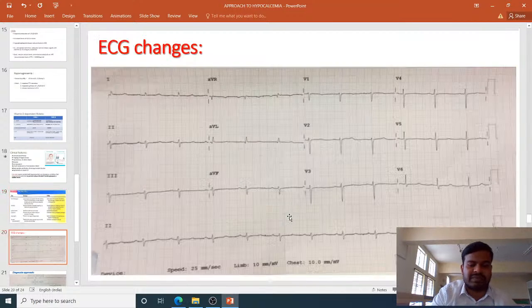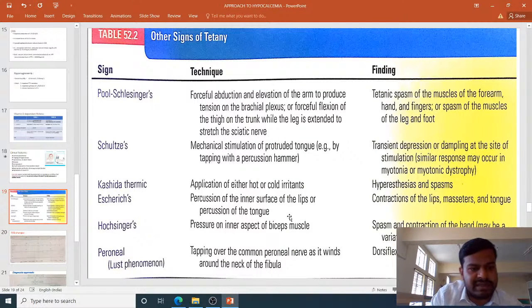So these signs can be asked in MCQ examination. So if you are aware, then you can answer these questions.